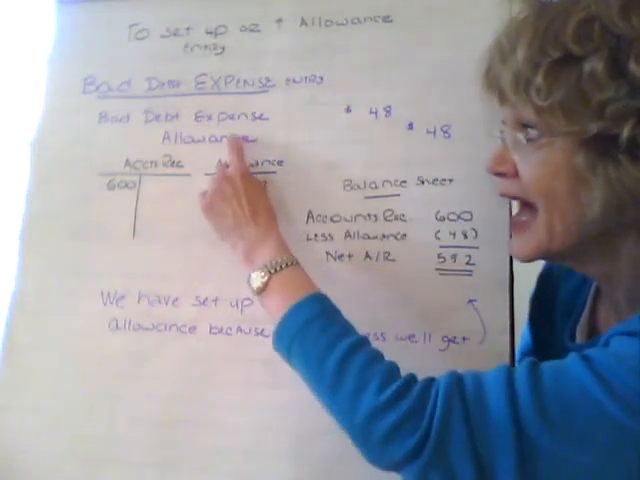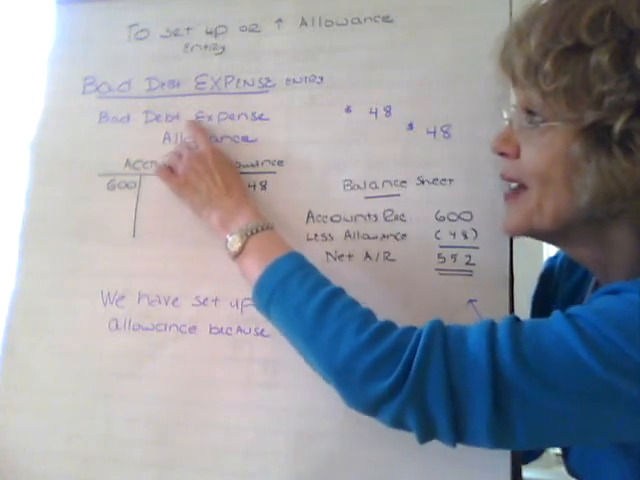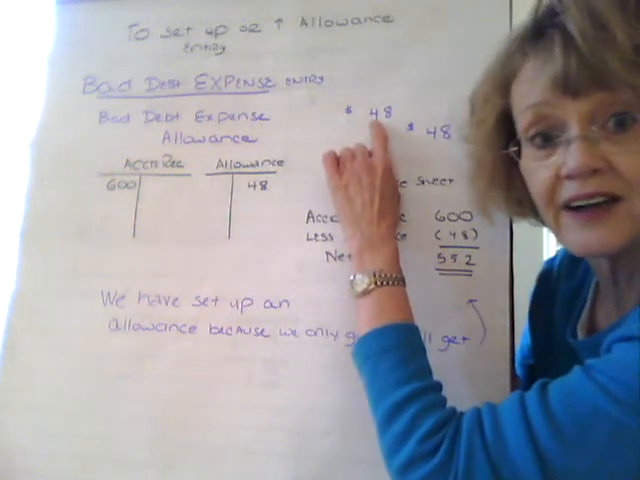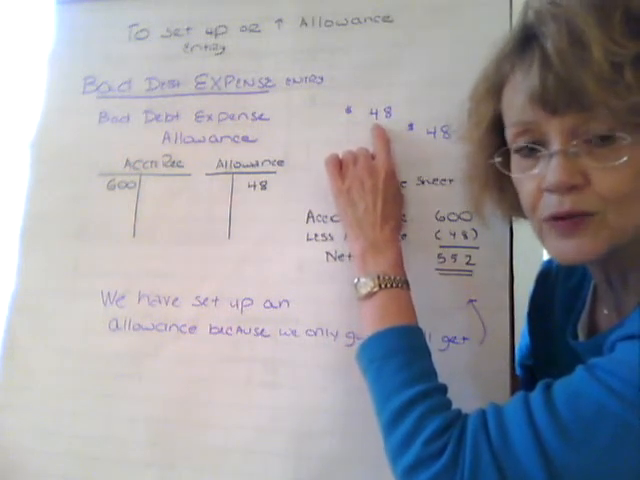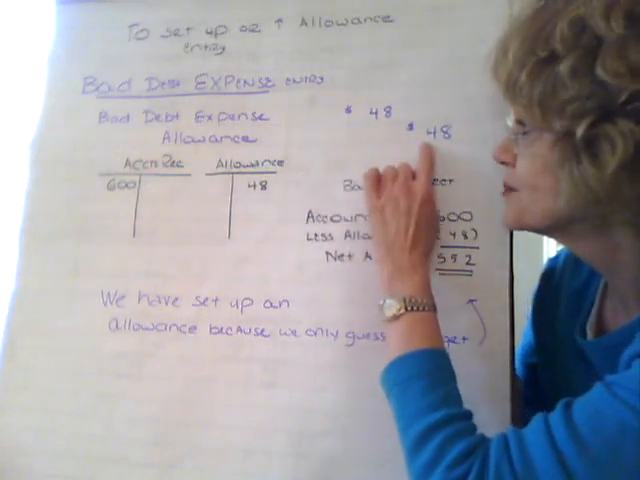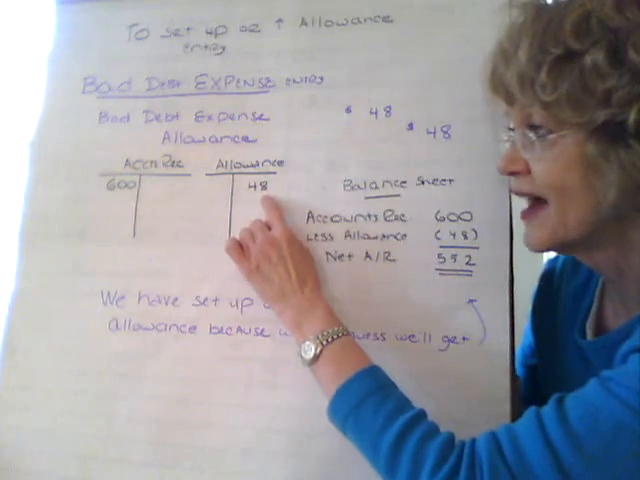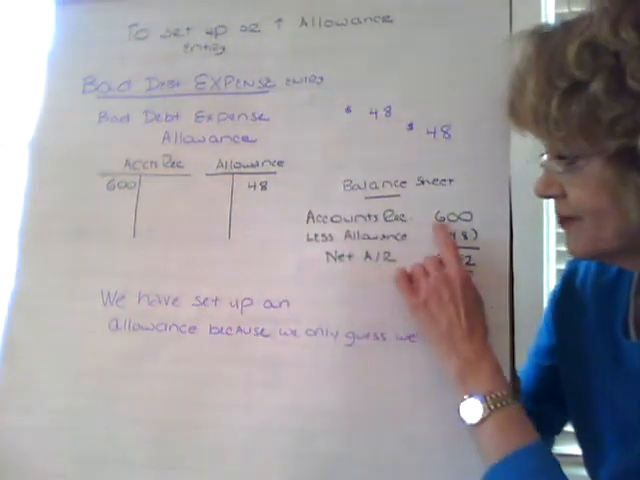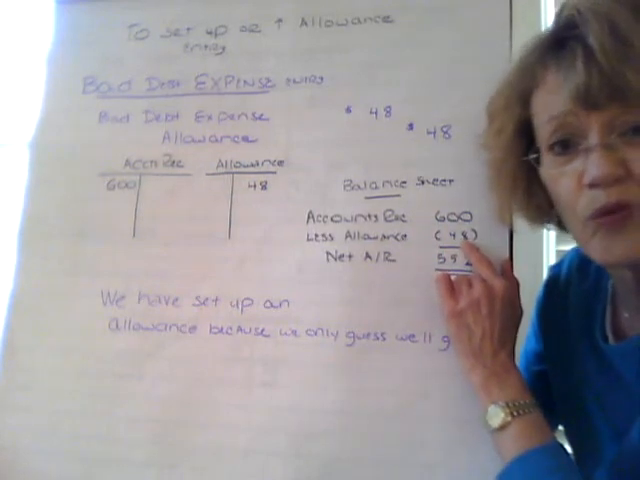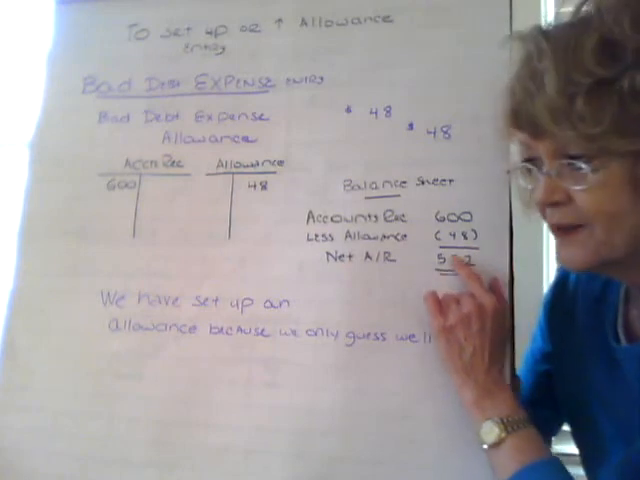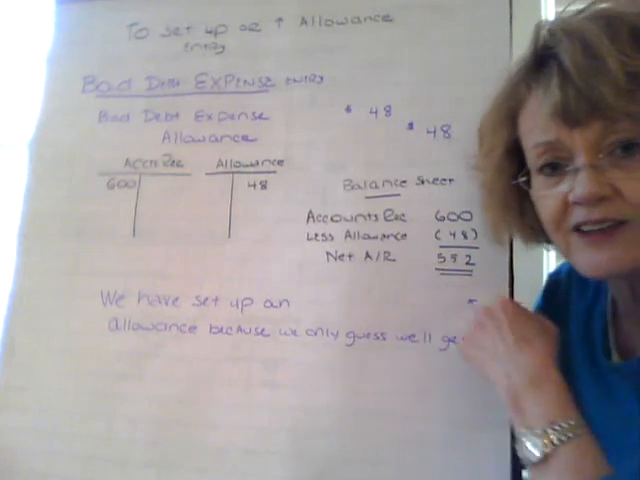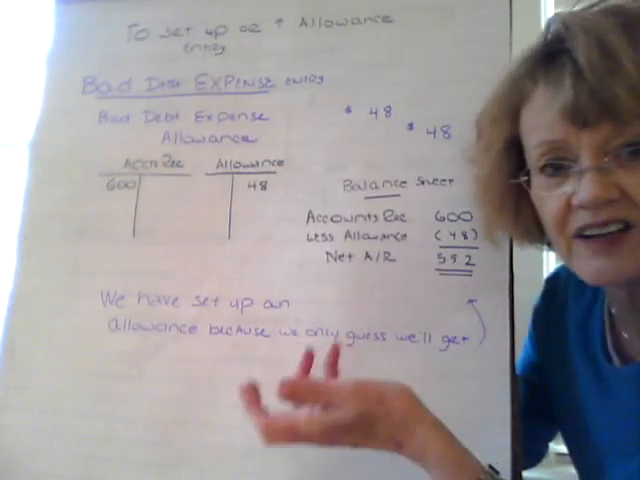So to set up the allowance account, we want to put bad debt expense for $48, and that's going to be going to our income statement for the right period, because we want to be matching, of course. We always want to think about matching, and we're going to set up the allowance for $48 by doing that. That way, on our balance sheet, we have the $600 less the $48 that we expect we won't collect. Remember, we don't know who that is. And here is what we expect we will collect, $552.